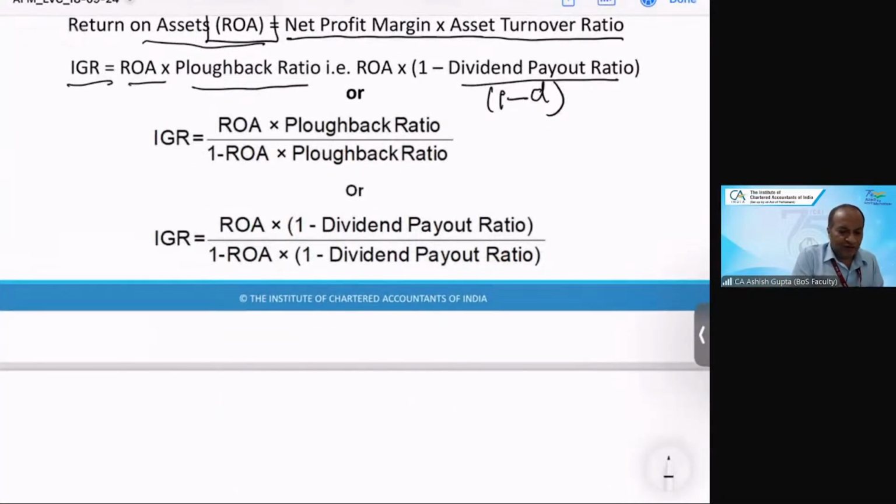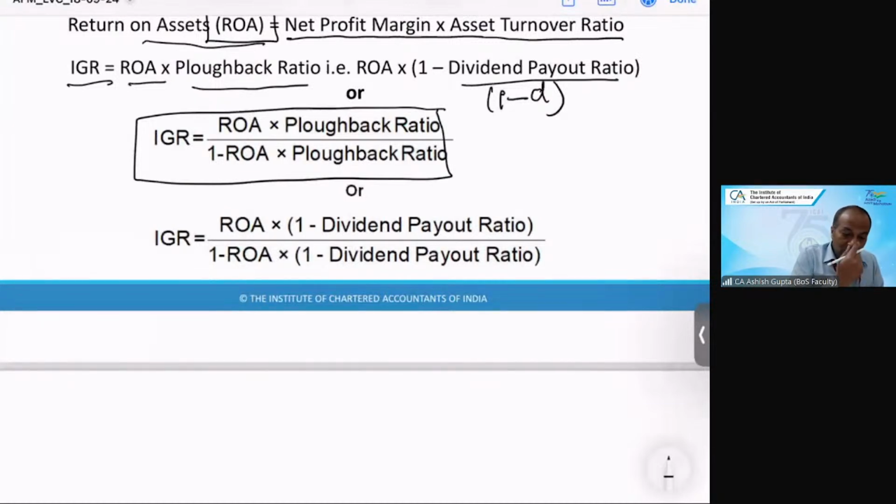There is another approach that is also used. You will also see in some books where this formula is given. So this formula can also be used in the examination as well, no problem.